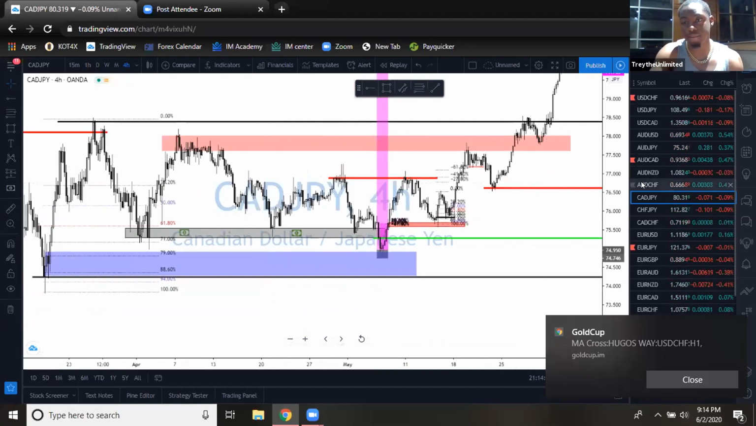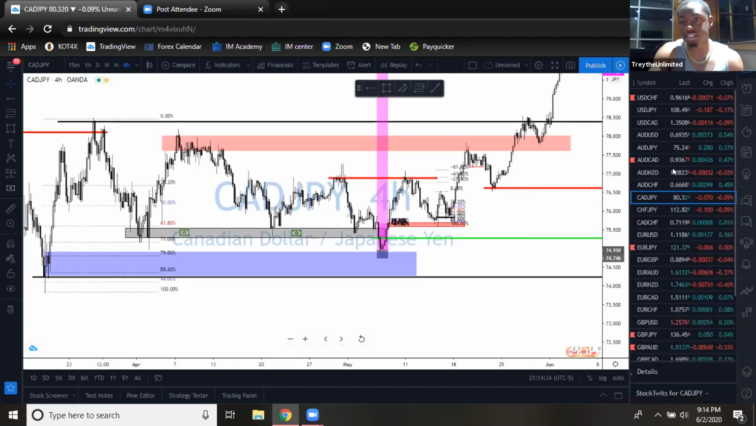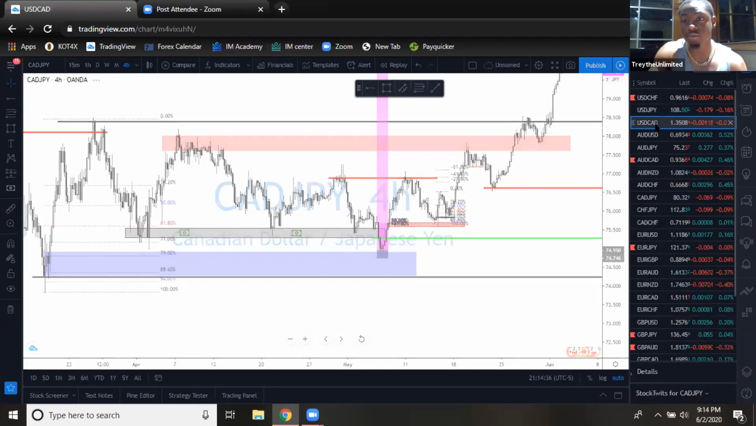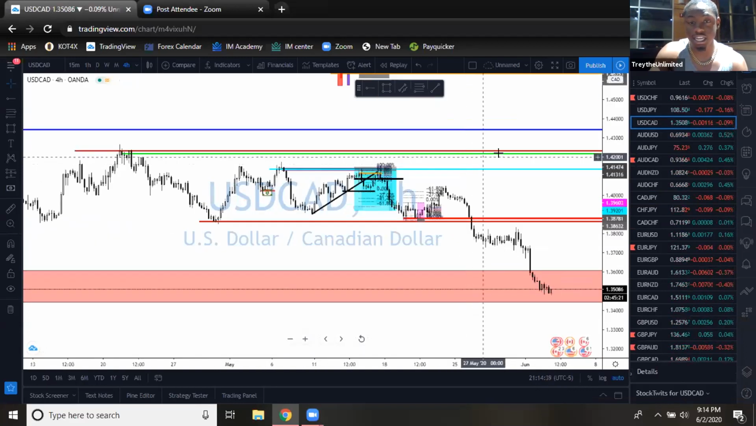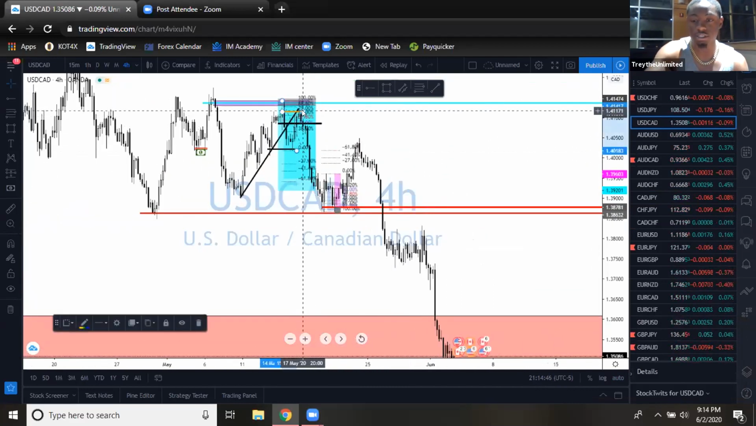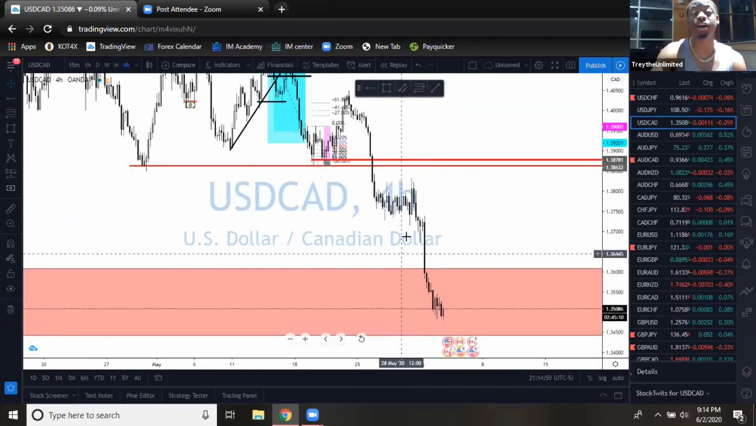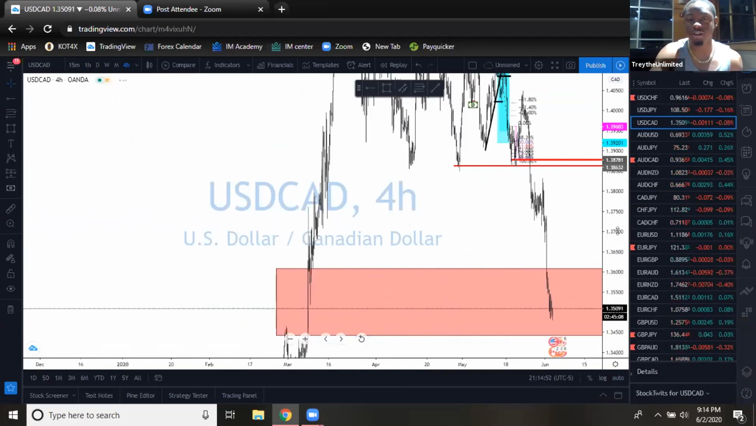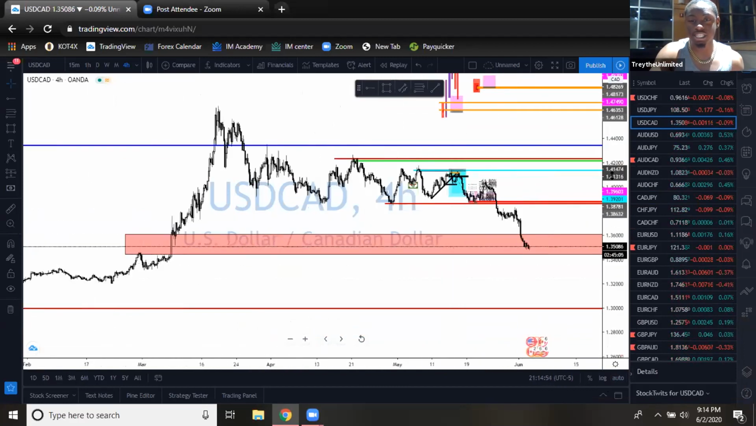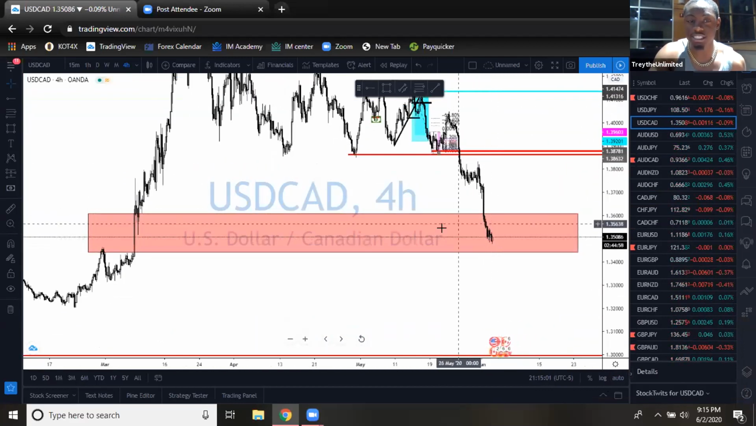And then on top of that, I just want to point this out to everybody. We finally came down into this USD CAD gap that we've been looking for the longest. Let me delete this so I can see it clearly. We've literally been selling all the way from here to here, all the way down to the gap.